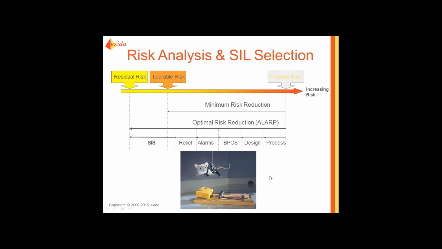So if we look at this in terms of, we have a process, and when we start we have our initial process risk, and what we're trying to do is reduce that by use of our optimal risk reduction through ALARP to get to an acceptable level of residual risk, again based on the fact that we're not going to get rid of risk entirely.